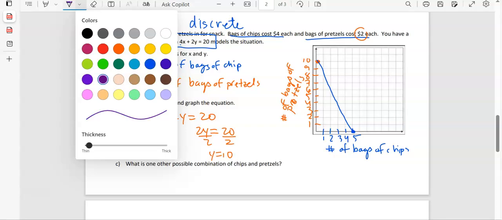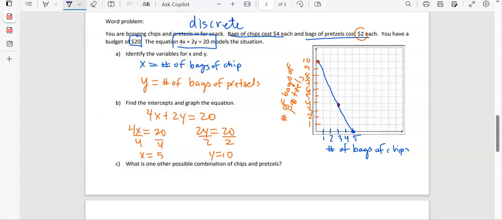So to find another solution, I'm going to try my best to find a nice integer connection point, right? I don't want to pick something in the middle because that's not going to give me information that's actually useful. So I think the point 3, 4 will work. So let's just see. And I'm going by the graph. So I have 3 bags of chips, so $4 times 3 bags, plus $2 times 4 bags of pretzels. Is that 20? Well, 12 plus 8, is that 20? And yes, it is. That works. So 3 bags of chips and 4 bags of pretzels.